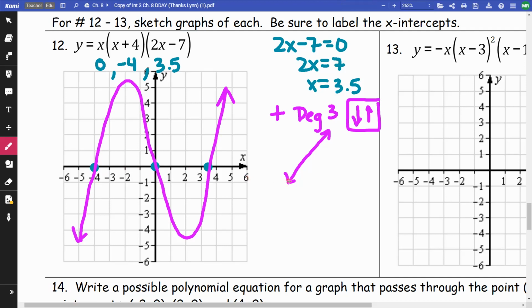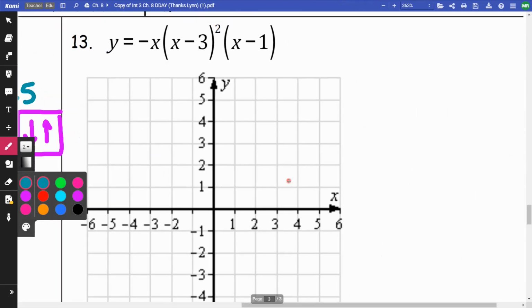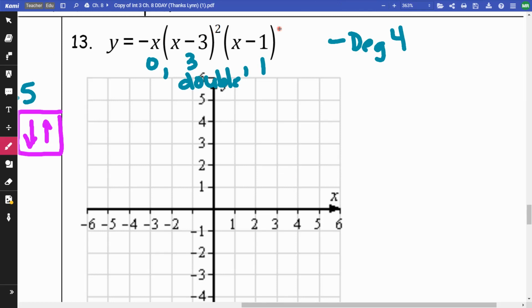Okay, number 13, similar idea. Now on this one, I have a 0. I have a 3, which is a double. And then I have a 1. This is going to be 1, 2, 3, 4. This is degree 4, and this is going to be a negative degree 4. And all evens, I think of parabola. So this is going to be like a negative parabola, like an upside down parabola. So my end behaviors are down, down. Both sides I'm going to be going down.